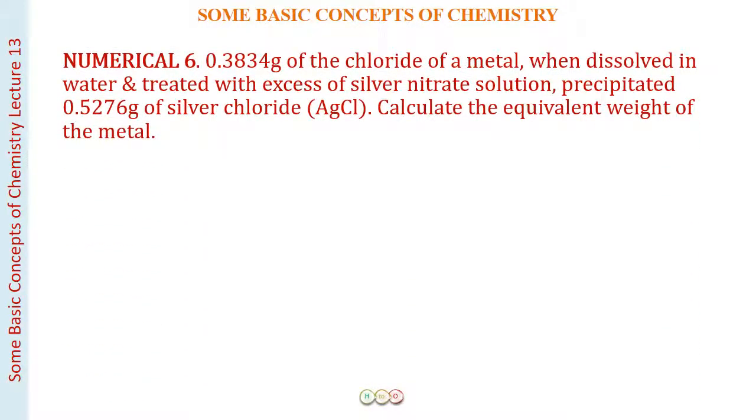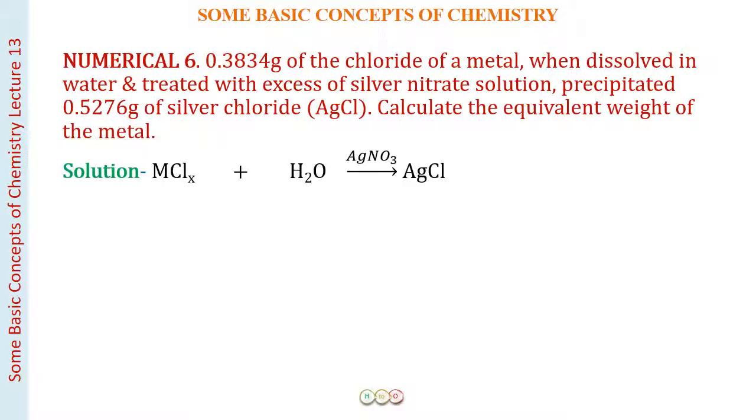So now this question says that 0.3834 gram of chloride of a metal, when dissolved in water and treated with excess of AgNO3 solution, precipitated 0.5276 gram of silver chloride, and you have to calculate the equivalent weight of the metal. So again, what you are going to do: the number of equivalents of the metal chloride are going to be equal to the number of equivalents of silver chloride. Even if you do not know the whole of the reaction, you can solve it this way.